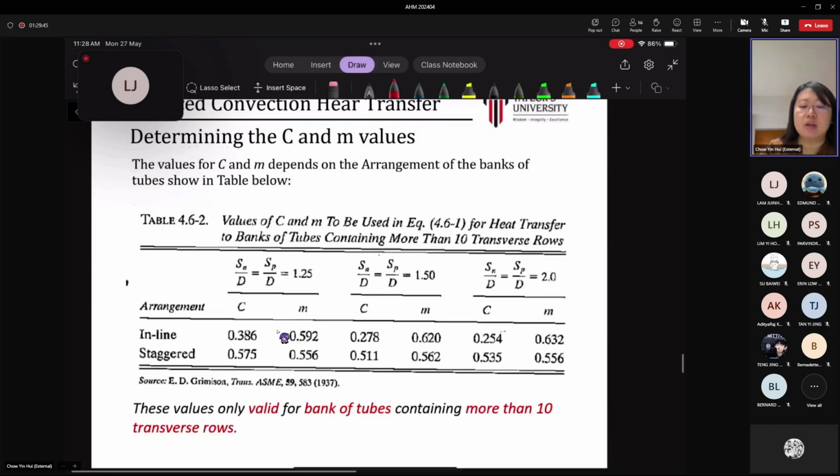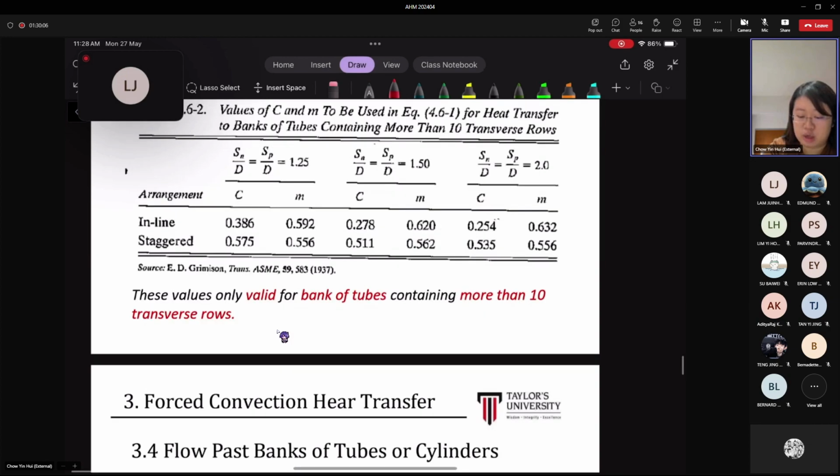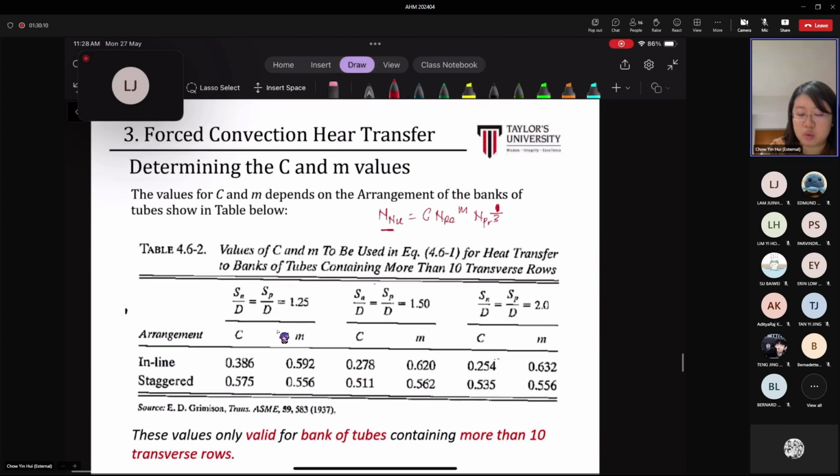Now, if this is the case, we are still using the general equation where your Nusselt number equals C multiplied by the Reynolds number to the power of n, and then multiplied by the Prandtl number to some power. I think it still keeps at 1/3. Check. Yeah, it will still keep at 1/3, Prandtl number to 1/3.